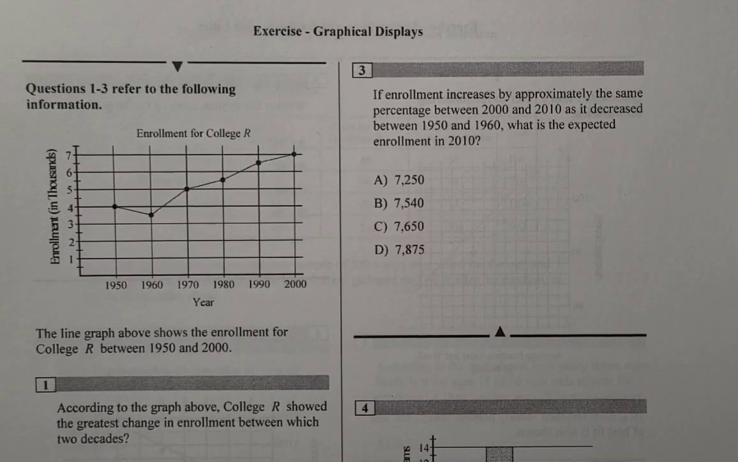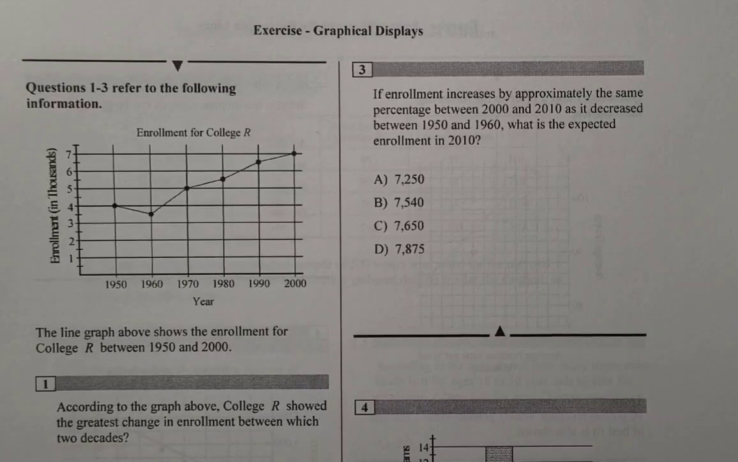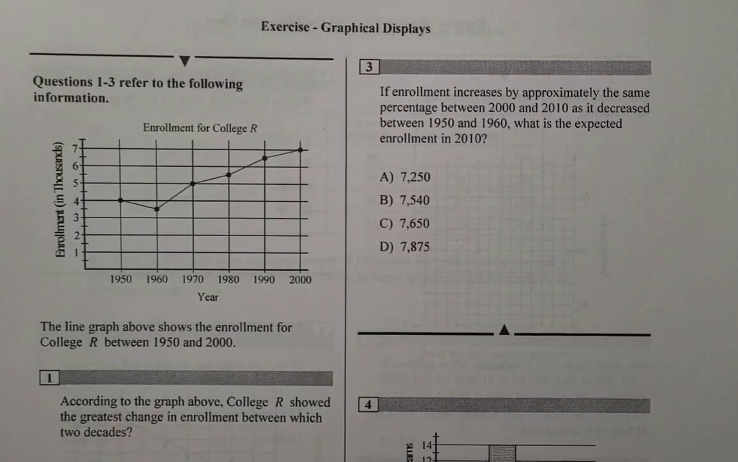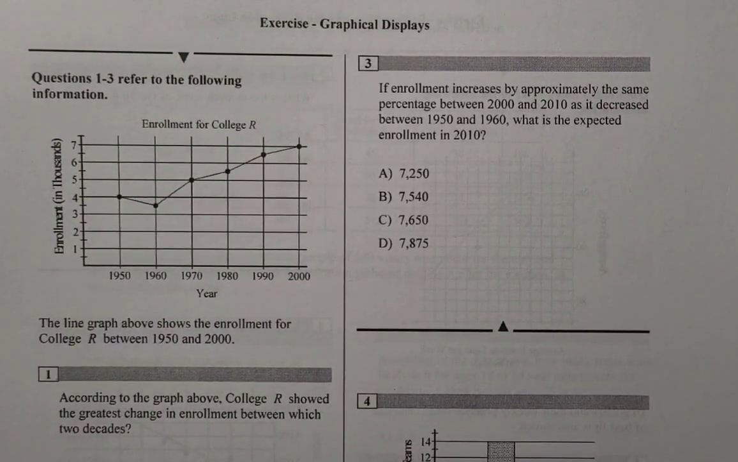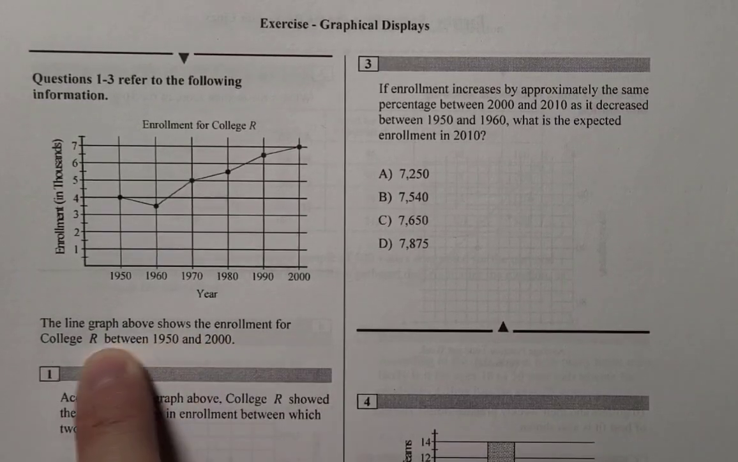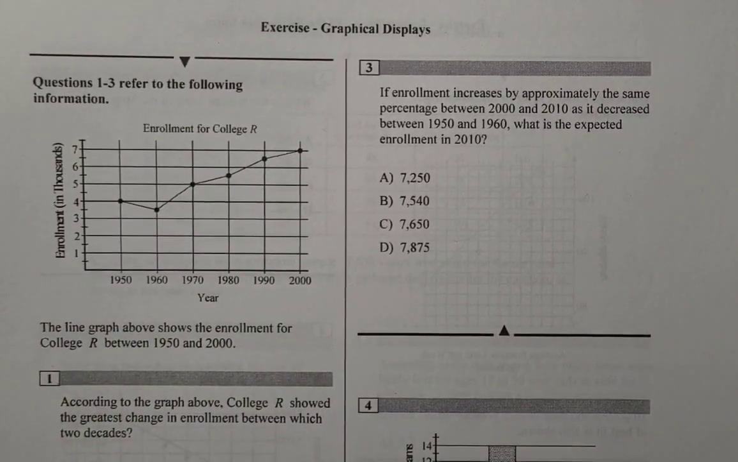Sometimes if you overcomplicate a graph, it might actually make it harder to interpret. So it really depends on how you, as the person displaying the information, do it. But anyway, let's go through these problems. We're going to practice on a line graph and a histogram. This one says questions 1 through 3 refer to the following. The line graph shows the enrollment for College R between 1950 and 2000.